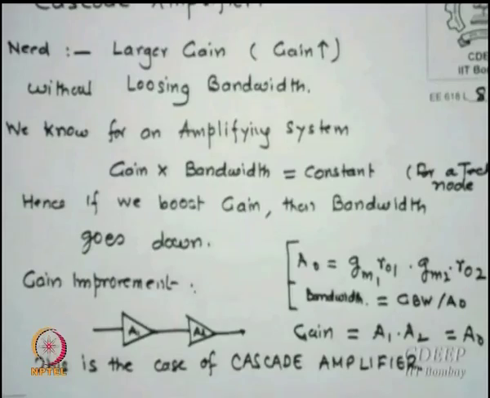However, the bandwidth is gain bandwidth divided by A0. So what does that mean? If I increase the gain, my bandwidth is going to be lower now. So the cascade amplifier, yes, I do increase my gain, but I have a problem of losing bandwidth. But that's what we don't need. In most designs, or most systems, I don't want to lose my gain bandwidth. Okay, I want to keep my bandwidth the same, but I want to boost the gain.